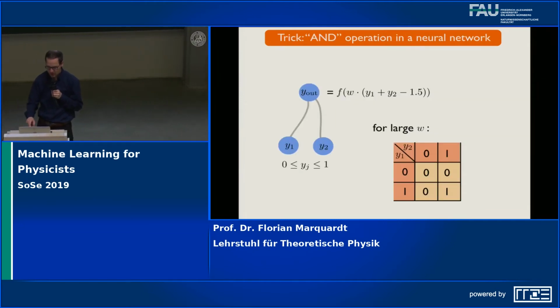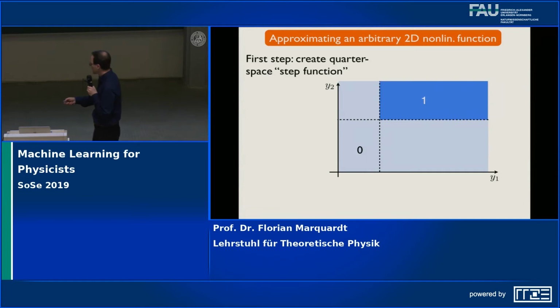Of course, it uses what we had previously, the step functions. And maybe I go back one step. You know that if you have a step function along y1 and another step function along y2, and then you somehow were able to multiply these step functions or produce an AND operation so as to make the output equal to 1 only wherever both are 1, then that would be exactly in this blue area. So if y1 is larger than some value and y2 is larger than some value, then you want the output to be 1. That would be the blue area.